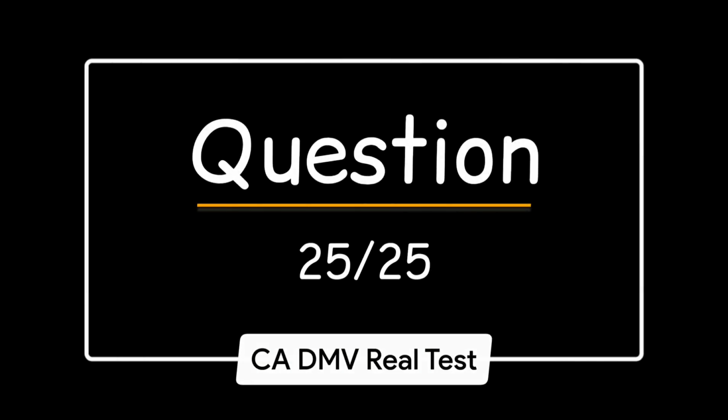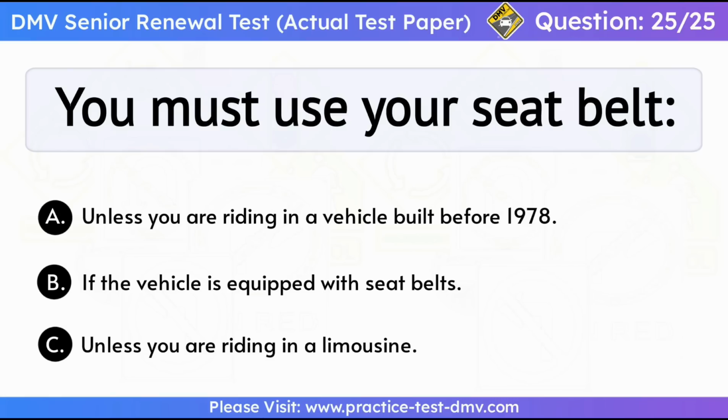Question 25. You must use your seat belt. A. Unless you are riding in a vehicle built before 1978. B. If the vehicle is equipped with seat belts. C. Unless you are riding in a limousine. Correct answer, B. If the vehicle is equipped with seat belts. Use of seat belts is required for the driver and all passengers, including children who are over 8 years old or are at least 4 feet 9 inches tall. You must wear seat belts and shoulder harnesses even if the vehicle has airbags. If your vehicle is equipped with separate lap and shoulder belts, you must use both.